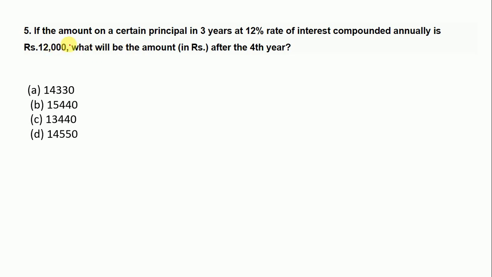If the amount on a certain principal in 3 years at 12% rate of interest compounded annually is rupees 12,000, what will be the amount in rupees after 4th year? So in case of CI, what happens? Here will be your principal, let it be 100, and rate of interest is 12%. It will become as 112, and for 2nd year, it will be the principal amount, not this. And 12% interest will be calculated on this amount, not this.